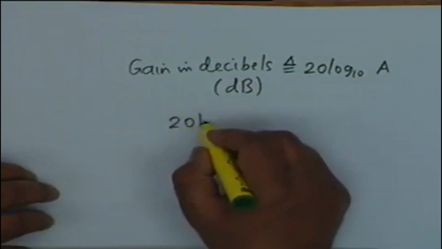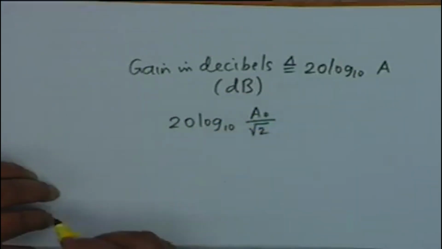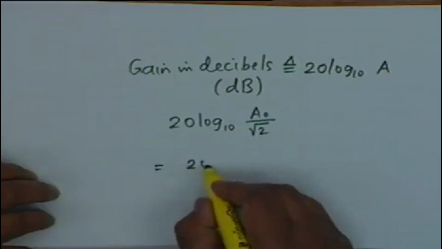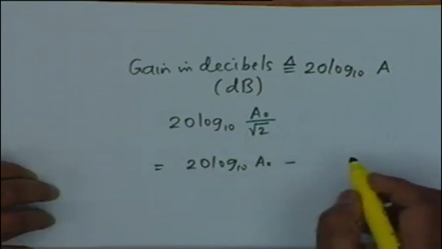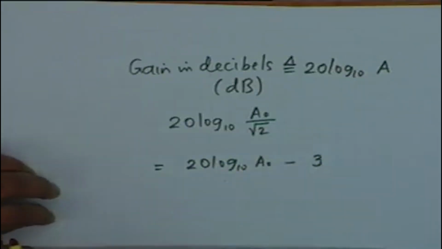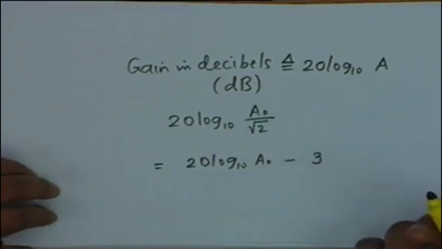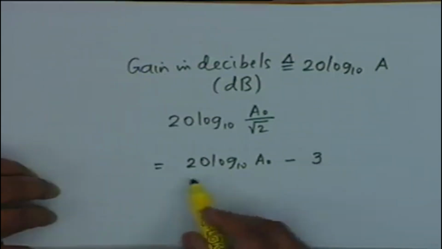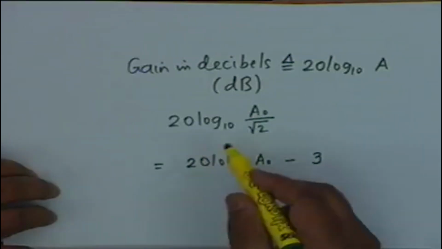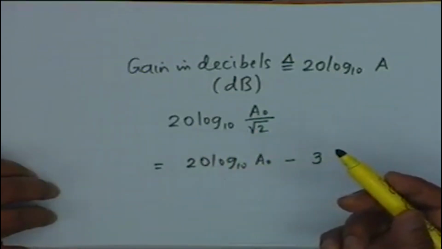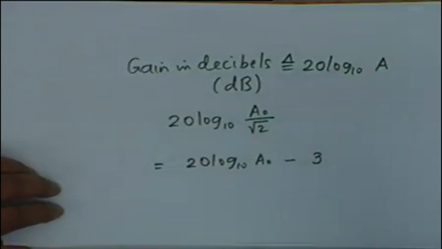And you see, if the gain is A0 by root 2, then it is simply, as you know, 20 log 10 A0 minus 3, half of log 2. Log 2 is 0.30103. Alright, is this clear? 20 log 10 A0 minus 20 log 10 of root 2. 20 log 10 of root 2 is approximately 3. Actually it is 3.0103, we ignored that.